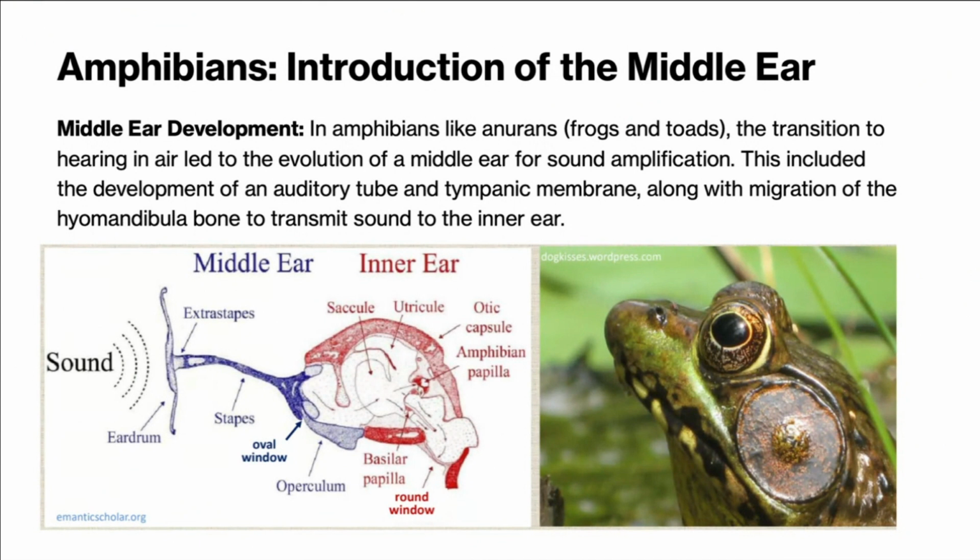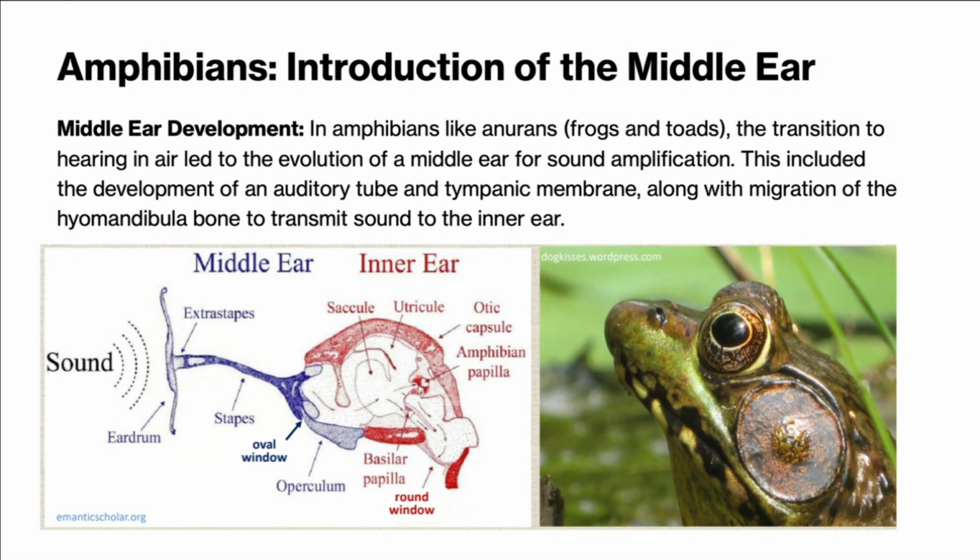Now the amphibians, the anurans, like frogs and toads, basically develop the middle ear, and you can actually see their middle ear on their head. This middle ear is there because it has the eardrum, and it's important for sound amplification. The amphibians moved from living in water to living on land, right? Water is not really the best conductor of sound, whereas air is. So for that reason, they had to develop the middle ear so that they'd be able to hear things much better because of the presence of the air.